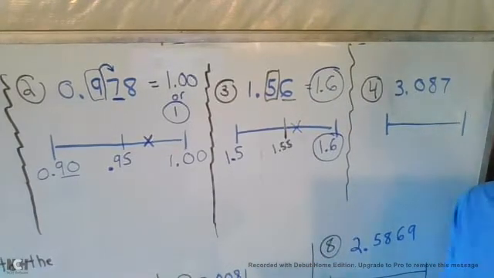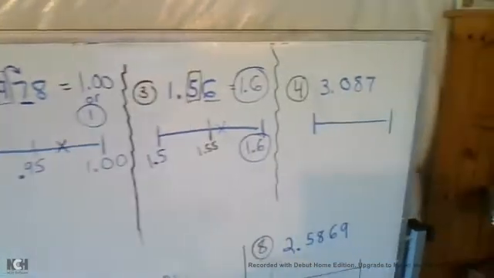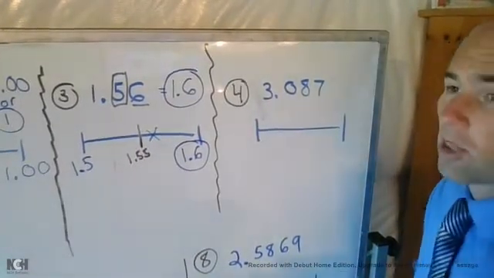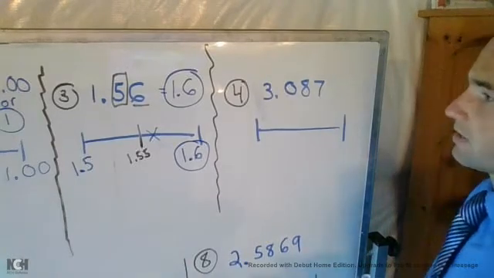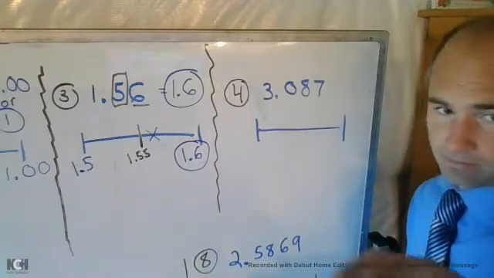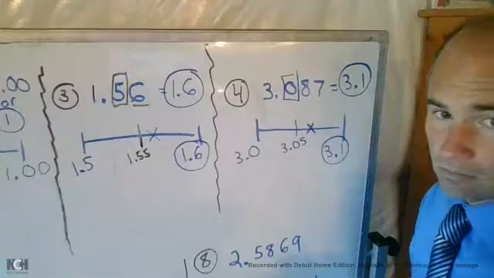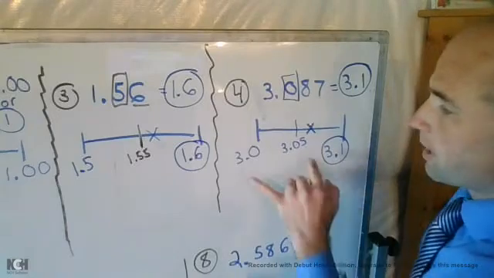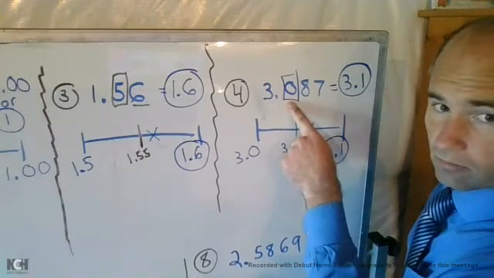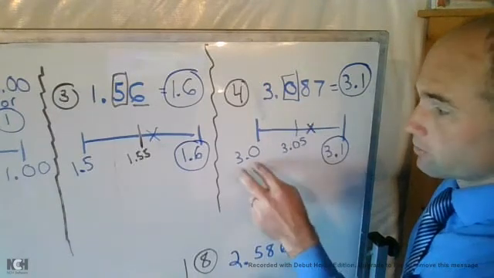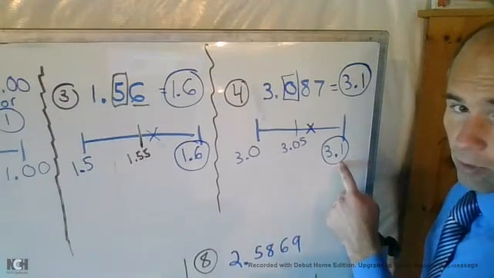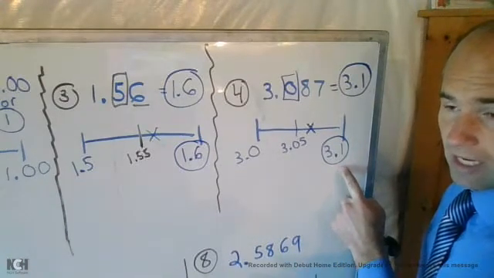All right, number 4. 3 and 87 thousandths. Go ahead and round it to the nearest tenths place. Okay, so my two options are going to be 3. I could just leave the 0 in the tenths place, so it's going to be 3, or shoving up to 3.1, or 3 and 1/10.